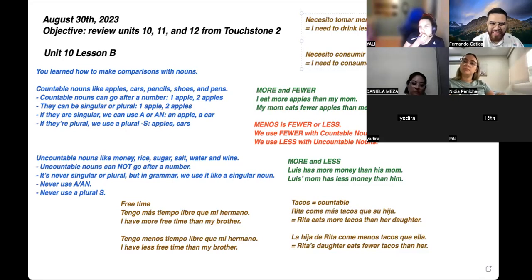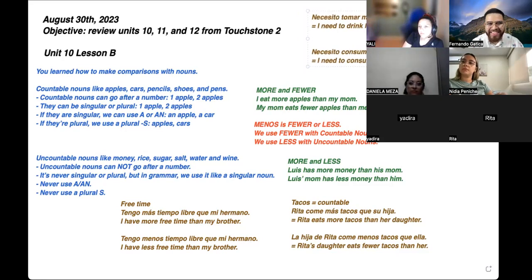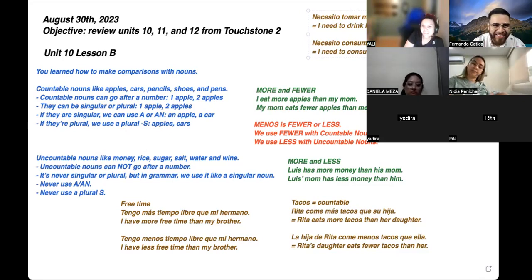Fewer. Are you sure? Yes, because it's countable. ¿Cómo se pronuncia? Fewer. Exactly like this, fewer. Few, "mi bebito fiu fiu." Very good. Fewer.